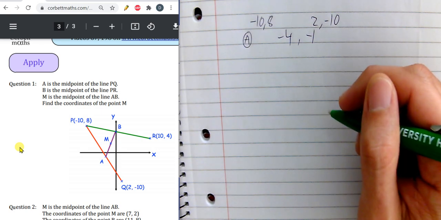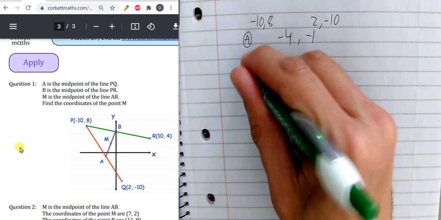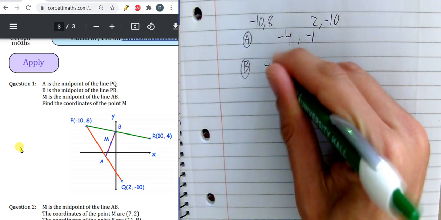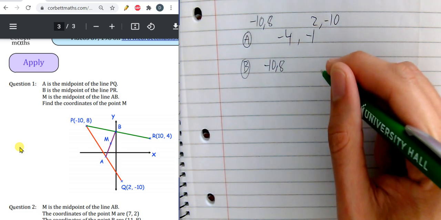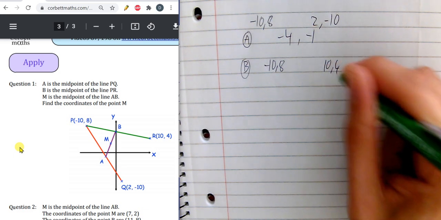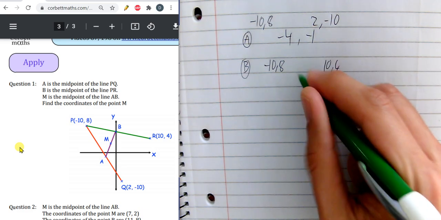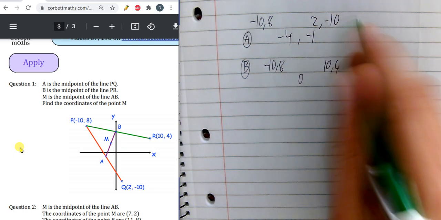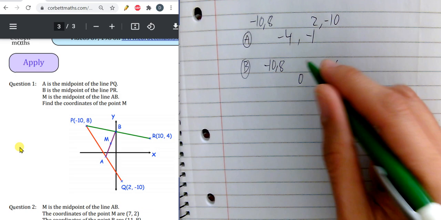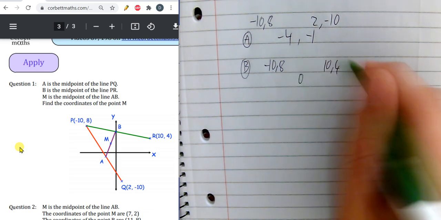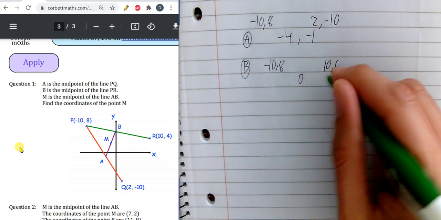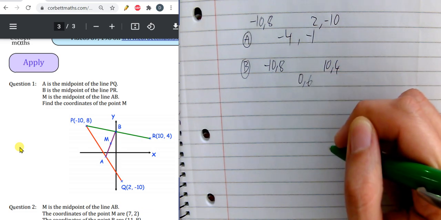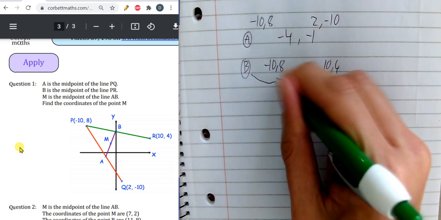Now it says B is a midpoint of PR. So P is -10, 8. R is 10, 4. From -10 to 10, I can tell it's going to be 0 as the middle point, because they're both equally away from 0, one being a minus, one being positive. From 8 to 4, the gap is only 4. Half of that is 2. 2 plus 4 is 6. So there's my B down there.